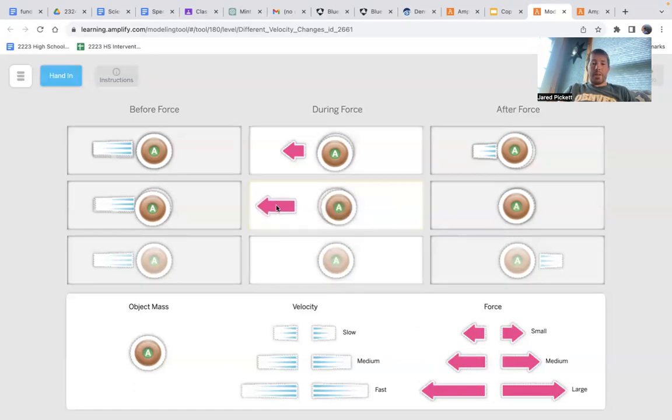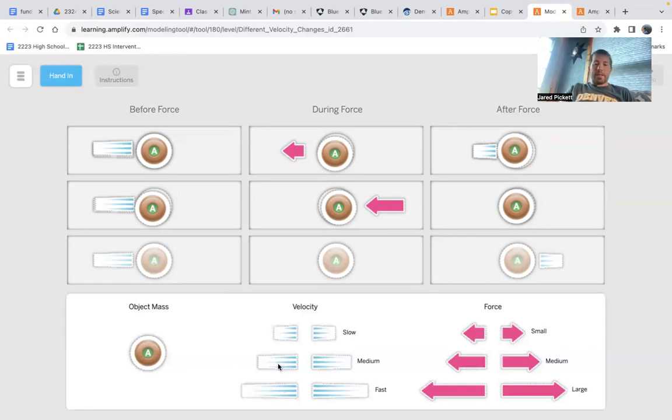Now, it does not matter if the force is, in this case, a pull force or a push force. It matters the direction that the force is pointed in. And if the object is traveling to the right initially at the start, then I need to have my force acting in the opposite direction to cause it to slow down and eventually come to a rest.